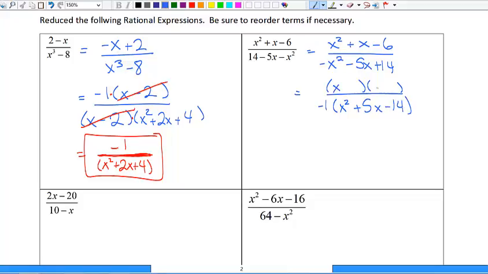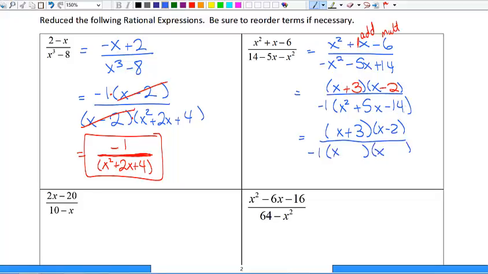The numerator is a trinomial with a leading coefficient of 1. So I need two numbers that multiply to negative 6, yet add to that invisible 1. I think the numbers are 3 and 2, with a positive on the 3 and a negative on the 2. And then I have to factor the denominator a little more after I factor the GCF out.